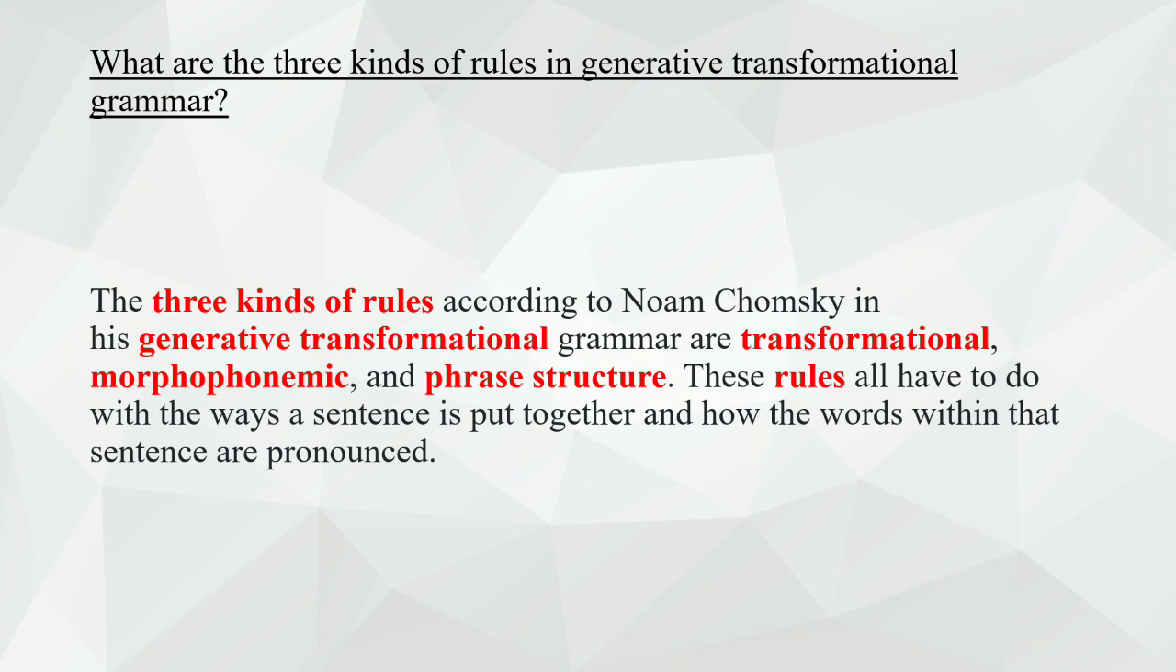So, what are the three kinds of rules in generative transformational grammar? And we saw what transformational grammar is in the previous video. So, the three kinds of rules according to Noam Chomsky in his generative transformational grammar are transformational, morphophonemic, and phrase structure. So here we understand the three kinds of rules that fall within generative transformational grammar, or rather, we should say phrase structure rules.